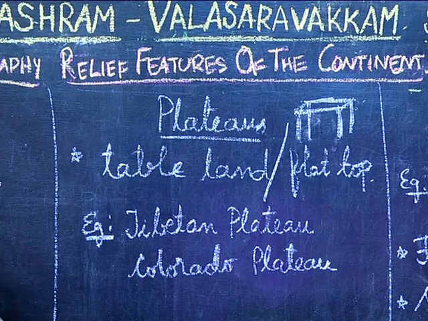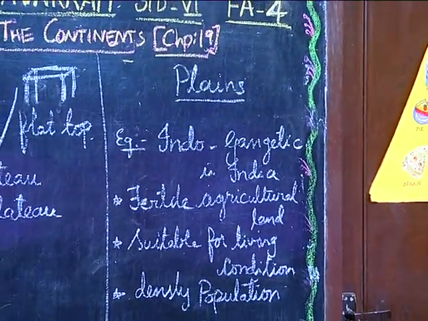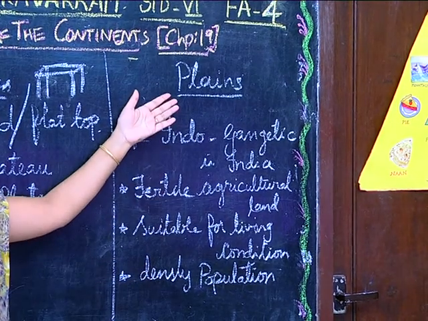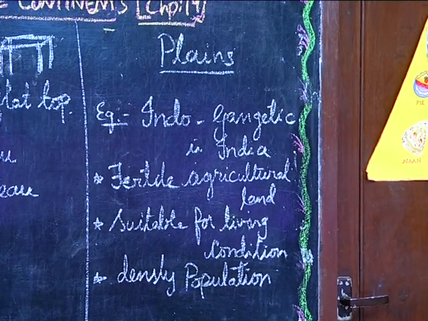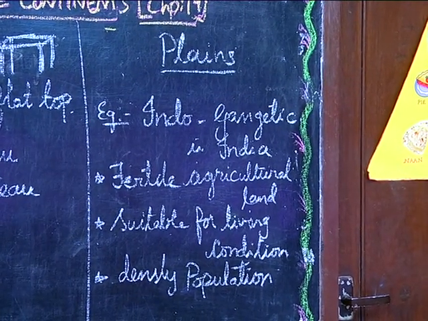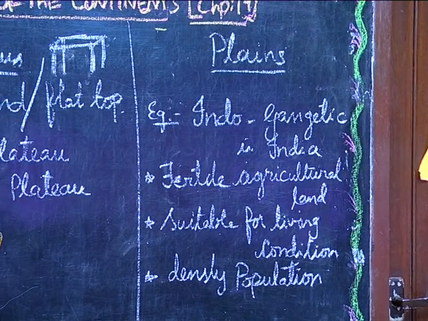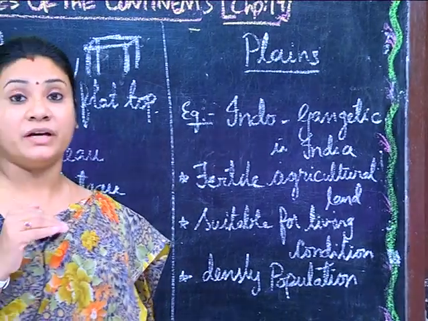Coming next to the plains, this is one of the most important relief features under the topography of India, as these plain areas are extremely low-lying and extremely fit for human habitation. Now the question you might think is, what is the reason? We know that these plain areas are formed by the flow of rivers.